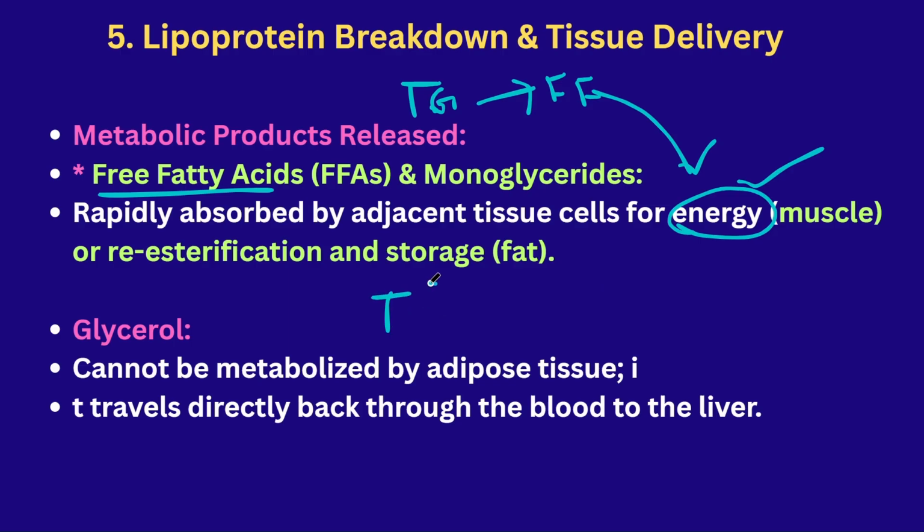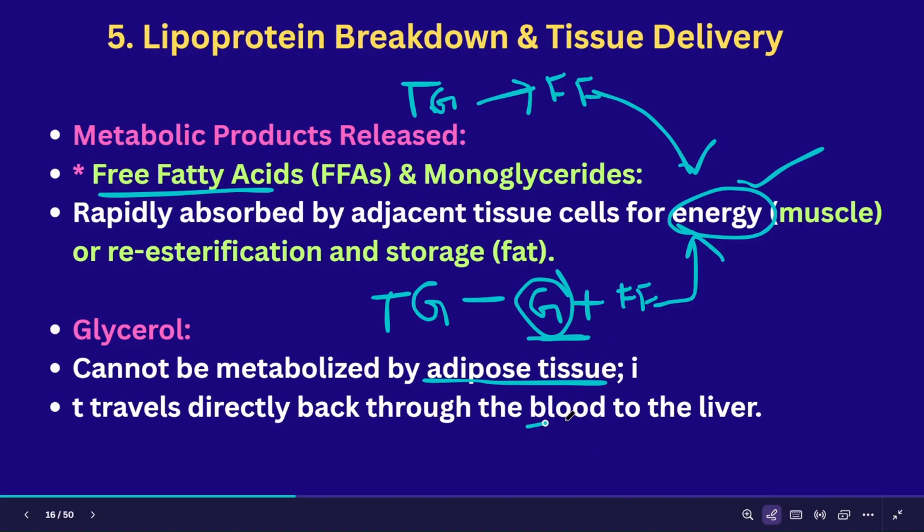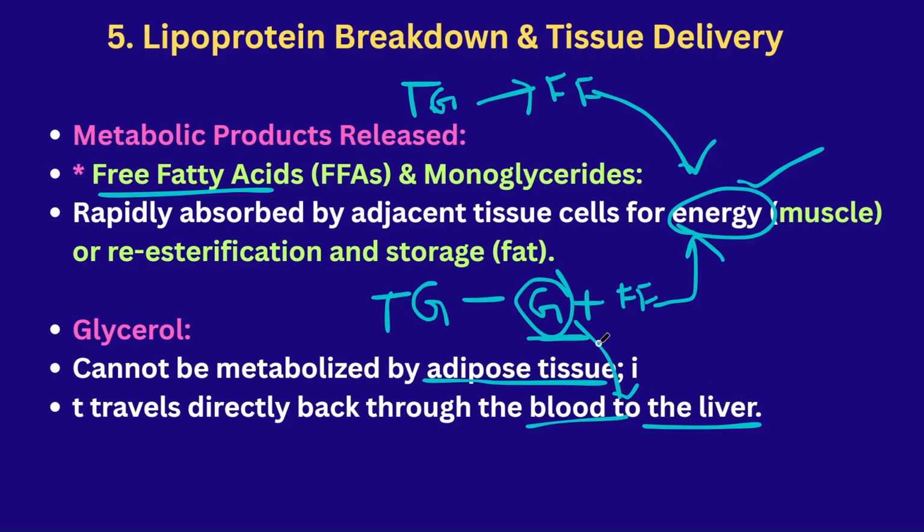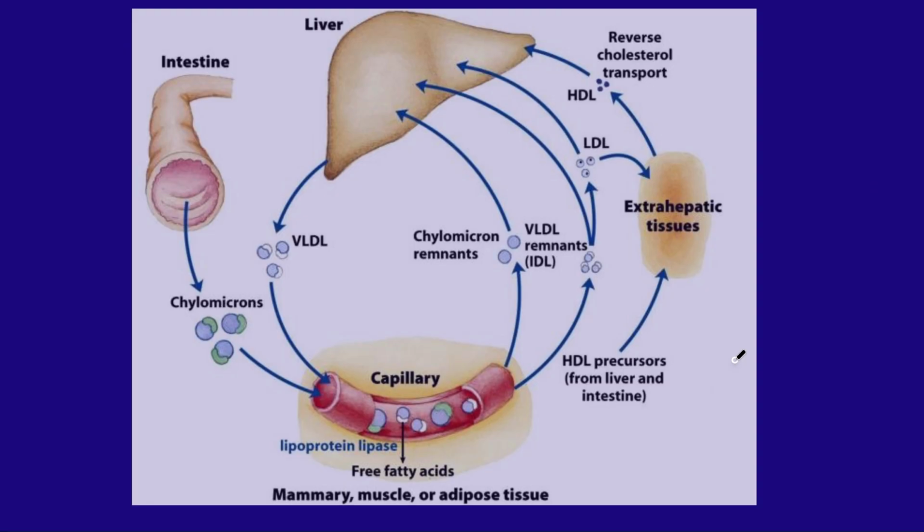We already know that the triglycerides contain the glycerols and also the free fatty acids. Then what happens to these glycerols? The free fatty acids will produce energy, but what happens to the glycerols? These glycerols are not able to be metabolized in the adipose tissue. So these glycerols will enter the blood. From the blood, the glycerols will enter into the liver. So this is the fate of the glycerols.